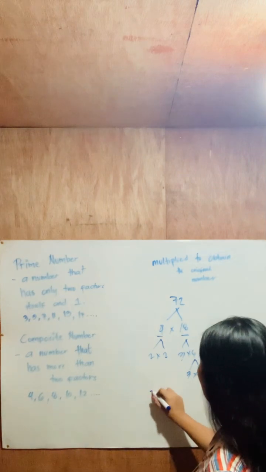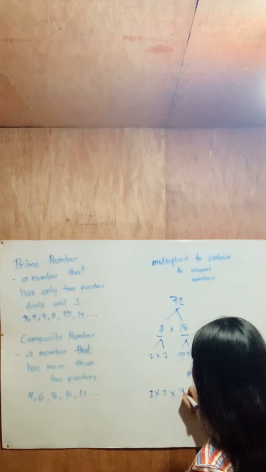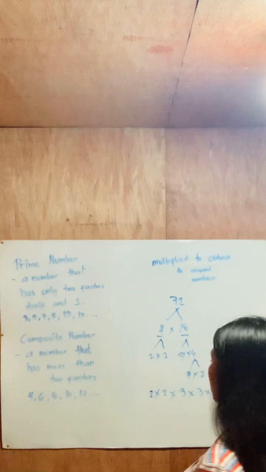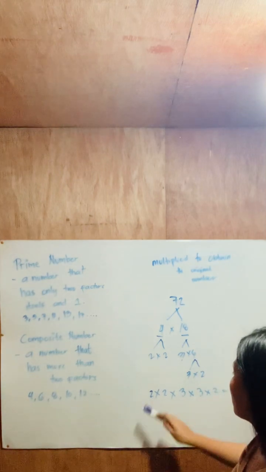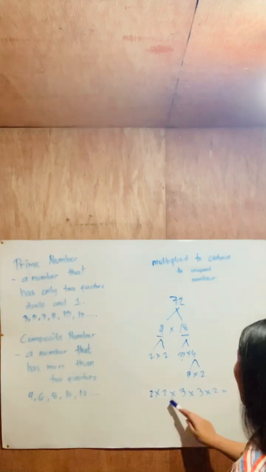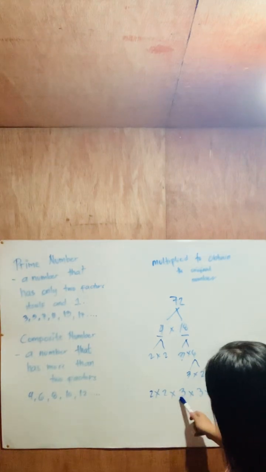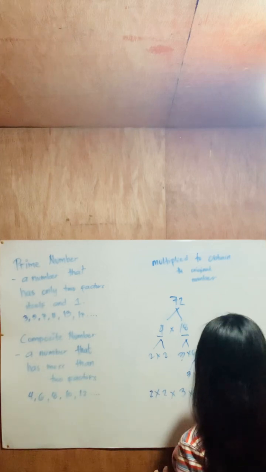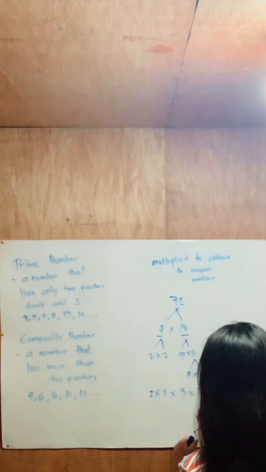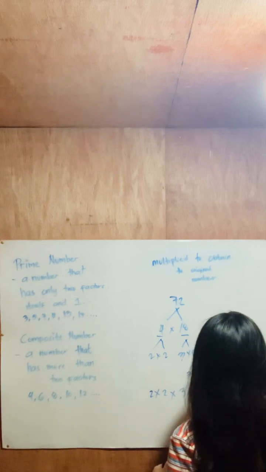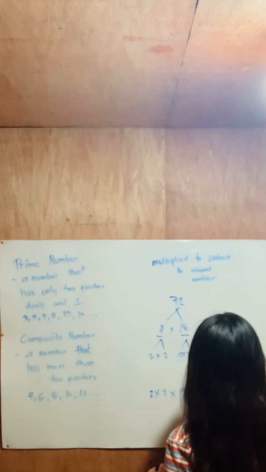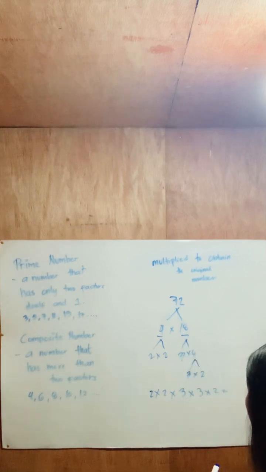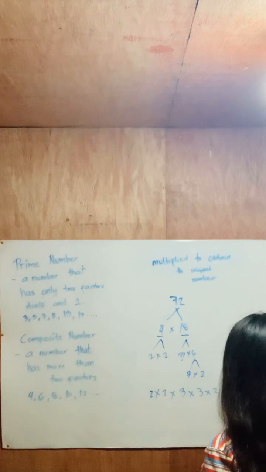So 2 times 2 times 3 times 3 times 2 is equal to, so let's multiply it. 2 times 2 is equal to 4. 4 times 3 is 12. 12 times 3 is equal to 36. And 36 times 2 is equal to 72.